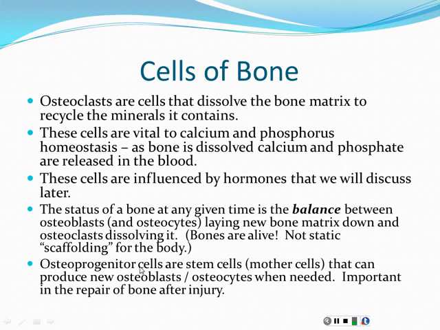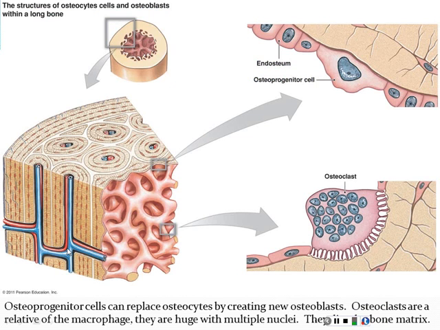So say you've had a bone injury where some bone was lost. You know, you got in a car crash and your femur shattered. Well, the only way you're going to grow that bone back is to create new osteoblasts that'll become new osteocytes. And these osteoprogenitor cells, they do just that.